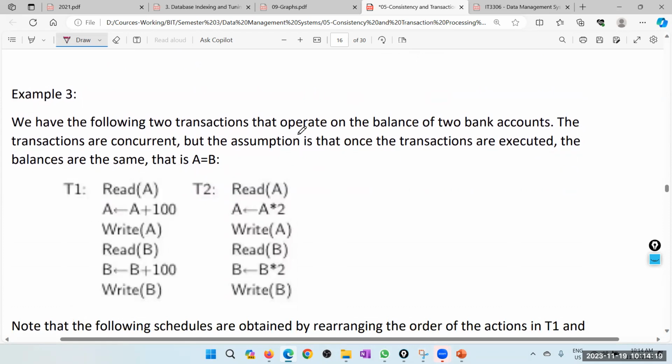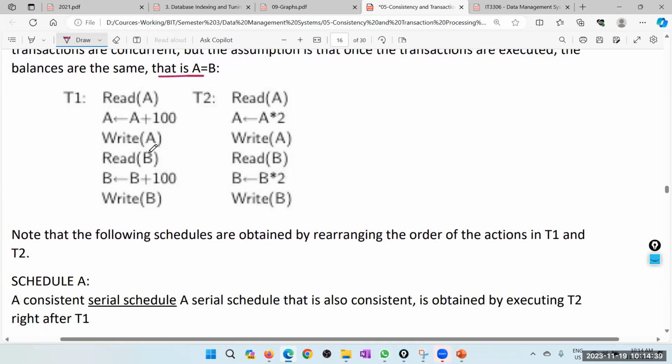We have the following two transactions that operate on the balance of two bank accounts. The transactions are concurrent, so that means they are happening at the same time. But the assumption is that once the transactions are executed, the balances are the same, that is A equals B. Don't worry too much about that. Let me do it by myself because I want to explain a few things. This is my first transaction. This is my second transaction.